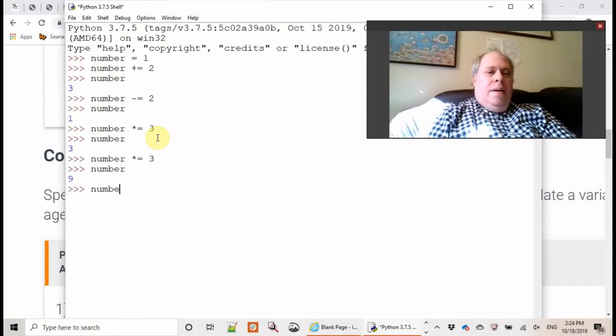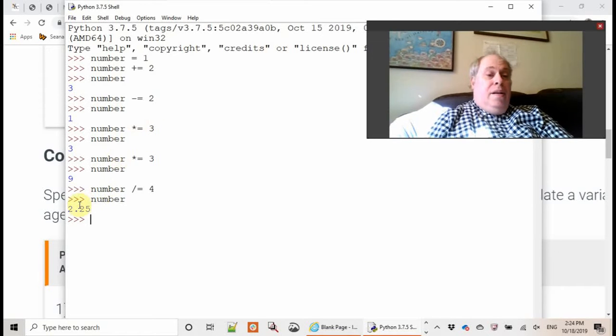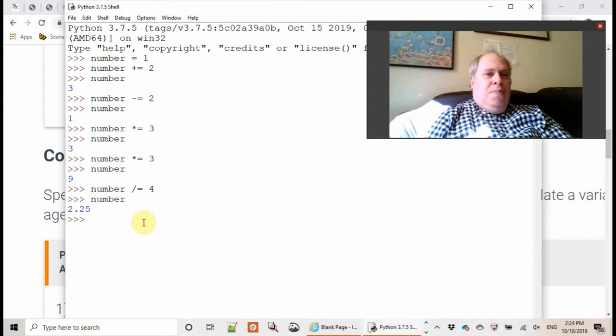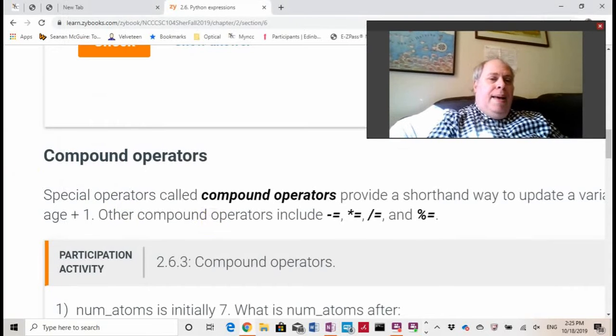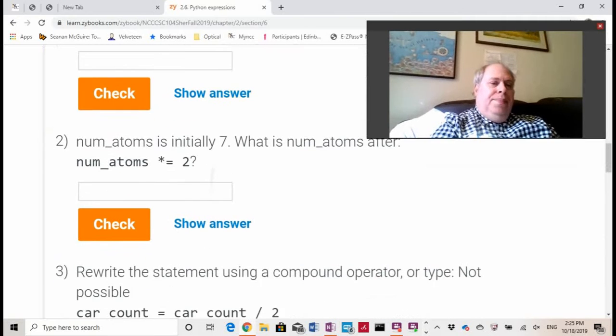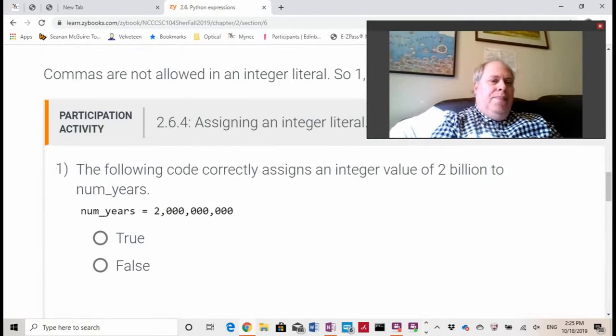Now, if I divide that by 4, actually I don't know what's going to come out exactly. Right, 2.25. Note this does division. When you divide, we're going to see this in the next chapter, we always get a fraction, a decimal thing. So number divide equals by 4 is 2.25. So that is the compound operators. You can jump over these guys.